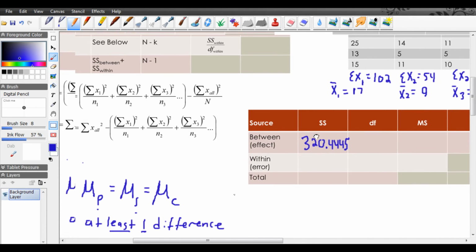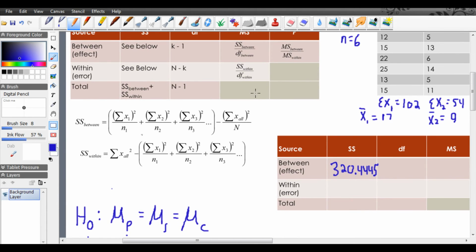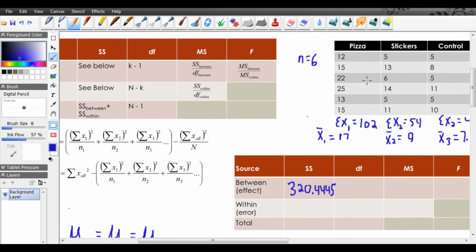So remember, our sum of squares within, the good news is with this formula, the left-hand side of the between formula becomes the right-hand side of the within formula. So we've already done a lot of the work. We've done the right-hand side already. So now we just need to get the left-hand side, which is, unfortunately, we have to square all the scores and then add up all the squared scores.